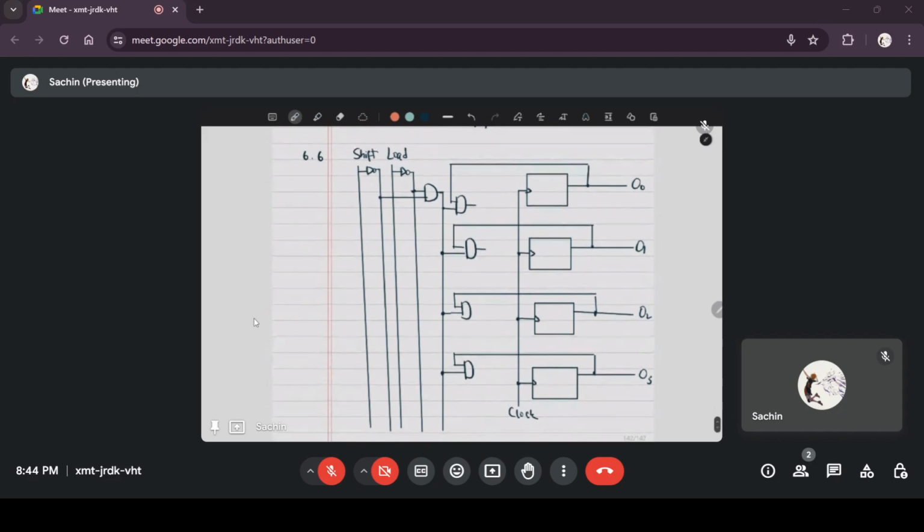And when shift and load are 0 1, you have to transfer input to the register. So shift bar load. Using that, you have to transfer input.